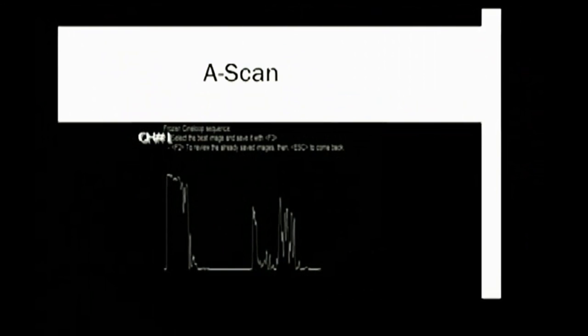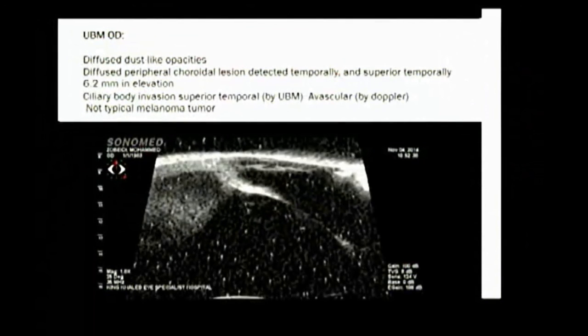The A scan showed low reflectivity. On UBM, there was diffuse dust-like opacity and a diffuse peripheral choroidal lesion detected temporally and superior temporally, about 6.2 millimeters in elevation. There was ciliary body invasion in the superior temporal area by UBM, and it was avascular by Doppler. The UBM report said it's not typical of melanoma.